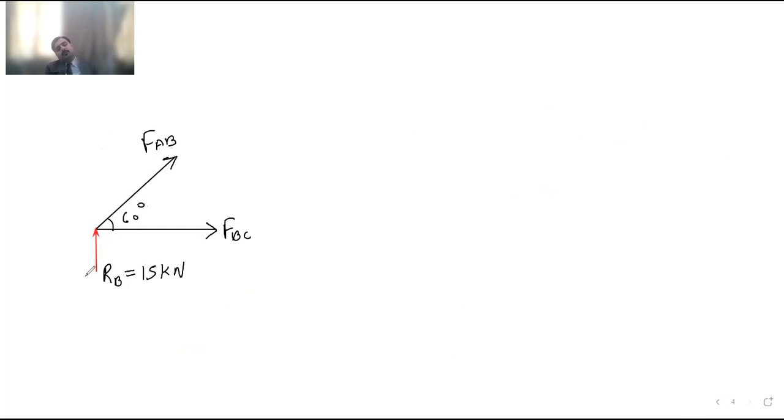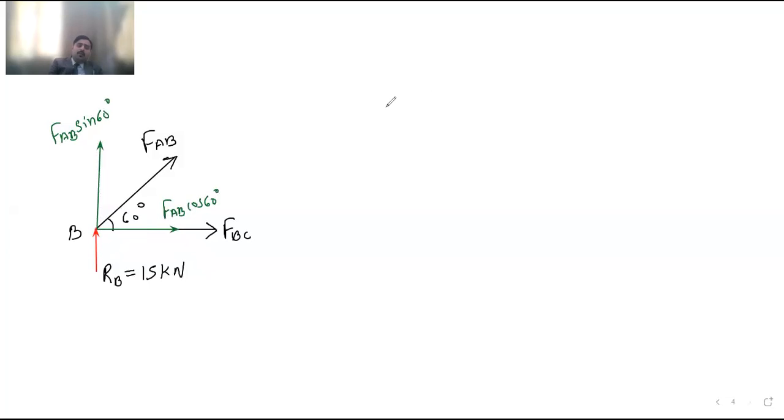Now we just need to solve this. Either you can use the equation of summation M, or we can use summation Fx and Fy, simply, to solve the problem. So this is our point B. If I resolve it, here will be my one component. The second component will be over here on this line. So this is FAB sine 60. This is FAB cos 60.